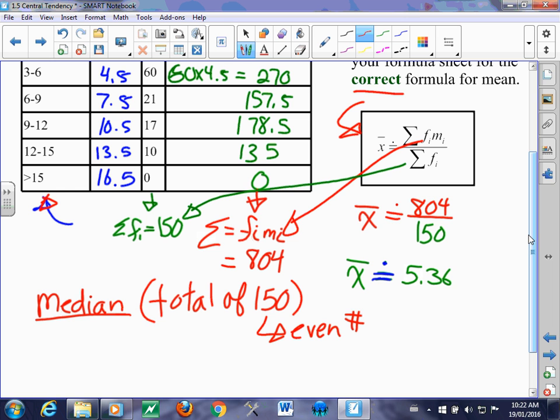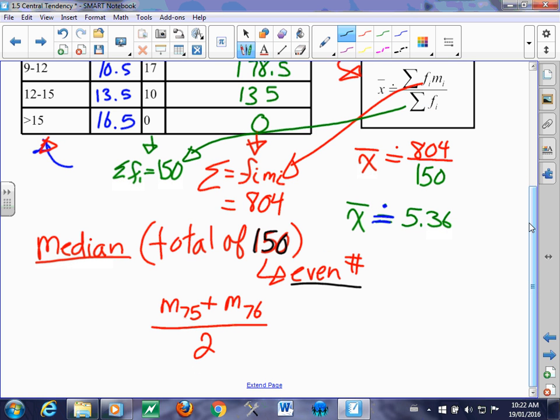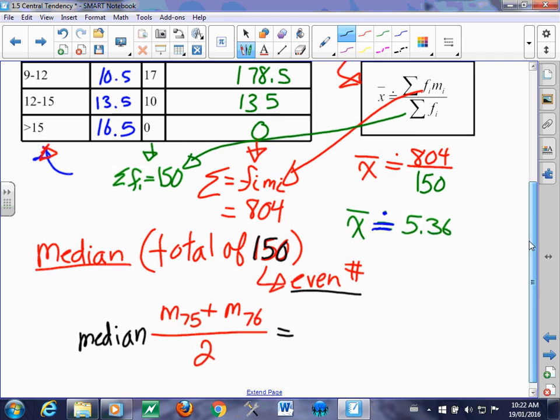Half of 150 is the midpoint, 75. I'm going to have to take the one ahead of it, which is 76, add them up and divide by 2. So again, how did I figure that out? 150 is my total. Half of 150 is 75, and I need one above it because it's an even number. I'm going to add those up and divide by 2. So the median equals that. And you're going to say, okay, well, how do I know what number is 75 and 76?